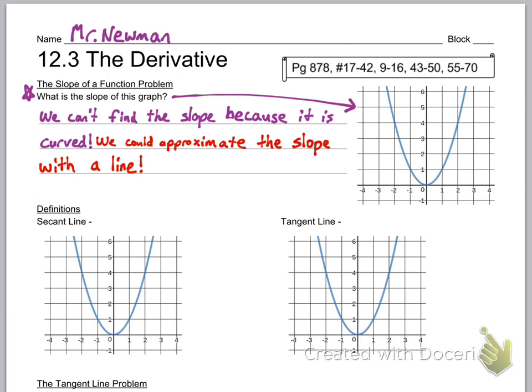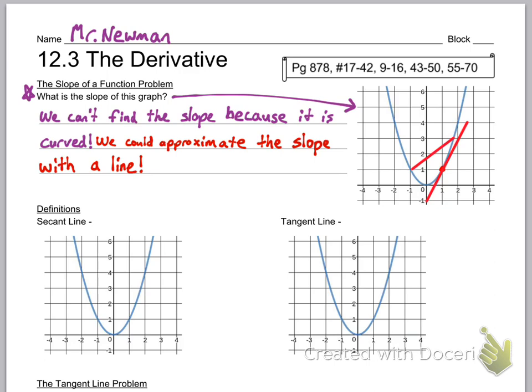For example, if we wanted to find the slope at x equals 1, that point is (1, 1), we could draw a line on either side of it and say, hey, that's an approximation of the slope. That would give us 2 points and we could calculate the slope. We could also draw a line right through the point and hope that that line is tangent to the curve, and that would give us a good approximation of the slope as well.